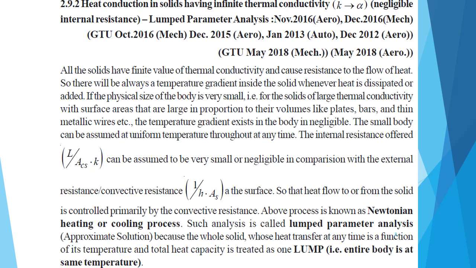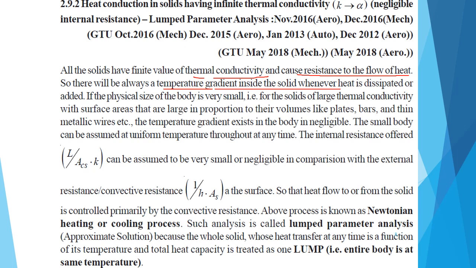You can see all solids have a finite value of thermal conductivity K, and when K is there, definitely it offers some amount of resistance to the heat transfer, and always some temperature gradient is observed in the solid when heat is transferred through it. That is known to us. If the material has very good thermal conductivity, the resistance offered is negligible, and the temperature gradient is according to that thermal conductivity or the resistance offered.